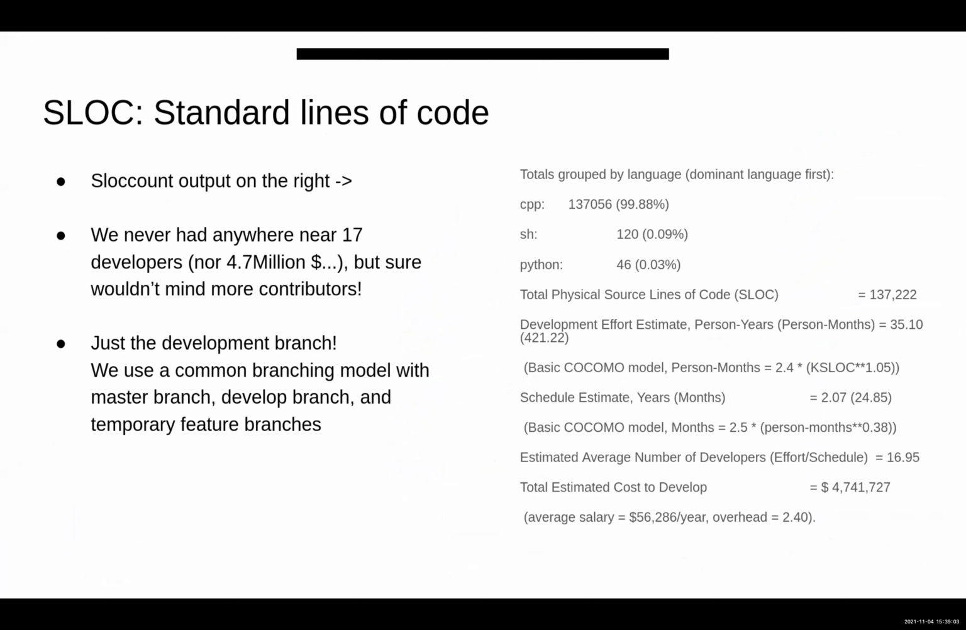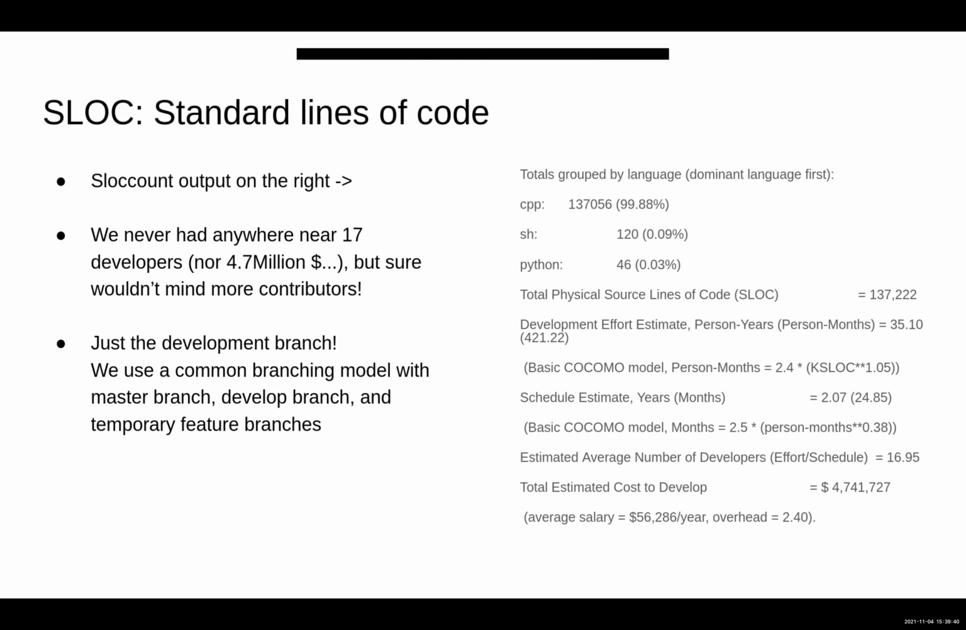Some funny exercise, you can use a tool called SLOCCount that counts the standard lines of code in Themis, and I've taken the liberty of just looking at our development branch, which is only one of many branches that we're using, and you can see the output on the right. So it has about 130,000 C++ lines of code, quite substantial development, and the expectation is that we should have 17 developers. I can tell you that's not true. That was never true.